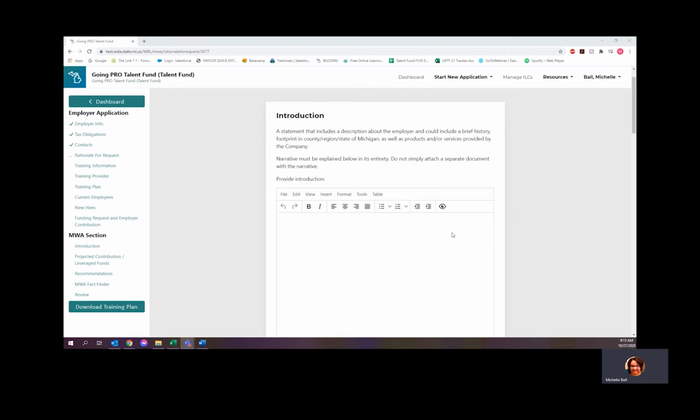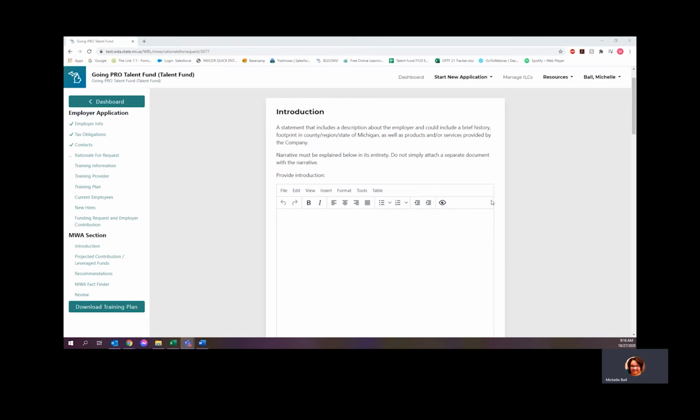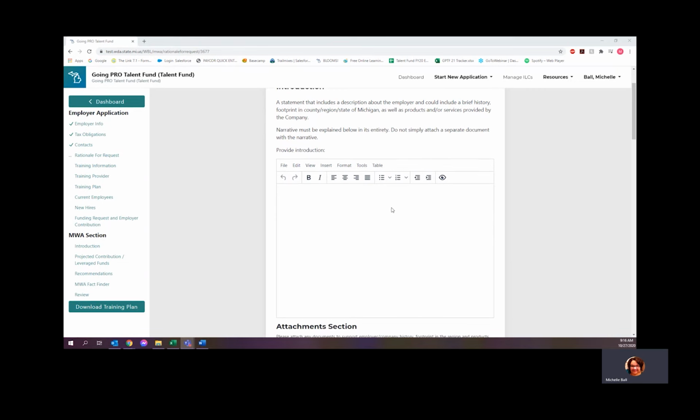In this section, what you're going to do is describe who your company is and what it does. This section could include a brief history on what the footprint is in Michigan of your company, a description of any products or services provided by your company. It is essentially a snapshot of your company. And it just does say here that the narrative must be explained below in its entirety. Don't simply attach a separate document with this narrative. So go ahead and put any information about the introduction of your company in here.